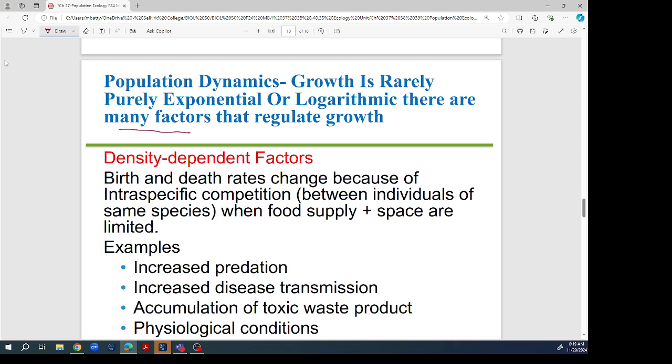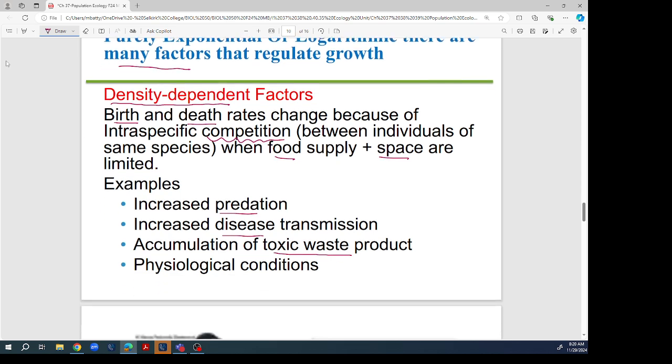In these density dependent factors, we've got birth rates and death rates changing because there is competition as that population increases and food and space become limited. Examples of these would be increased predation, increased disease transmission when you get too many, accumulation of toxic waste products, or changes in the physiological condition. So sometimes interactions between these organisms.